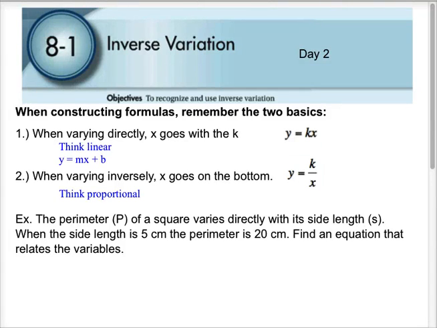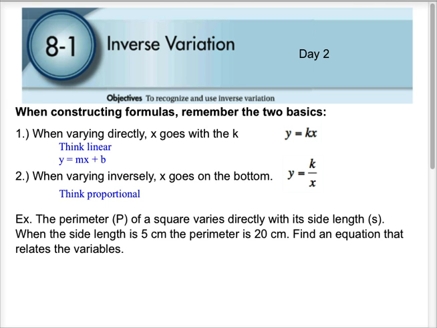Today we're going to continue discussing inverse variation, but we are going to learn how to construct formulas using it and formulas that use more than one relationship. If you involve multiple variables, you can have things that have an inverse piece and a direct piece, and we're going to cover those combined variations today as well.